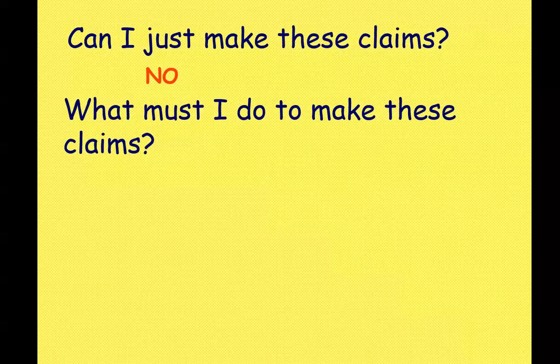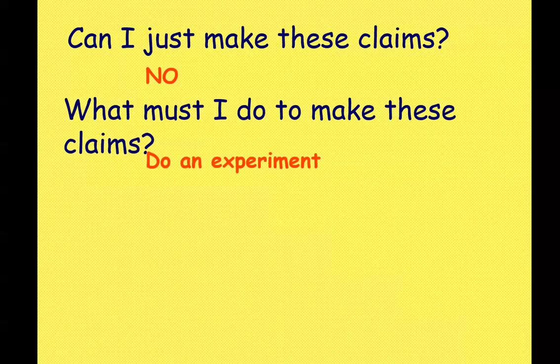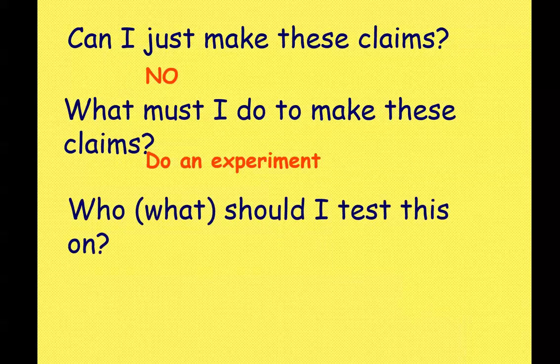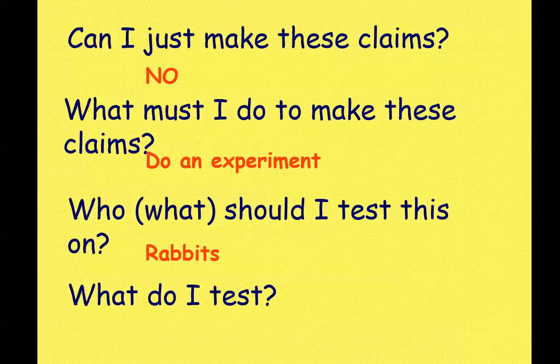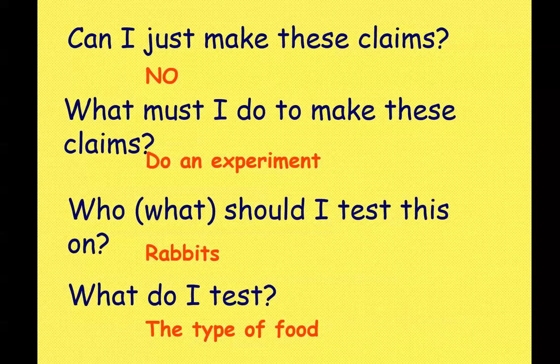Now, what must I do in order to say these things? Well, that's a laundry list of things that I got to do before I can jump through that hoop. But an experiment would be sort of the shortest way to describe that. Now, if I'm going to make those claims about the rabbit being shiny and healthy, who or what should I test this on? That should be the rabbits, is what I'm going to try to change or see if I can alter. And then what should I physically test? Well, again, there's a couple ideas that could come to mind. I'm going to test the type of food. So I'm going to give them the food and see what happens.